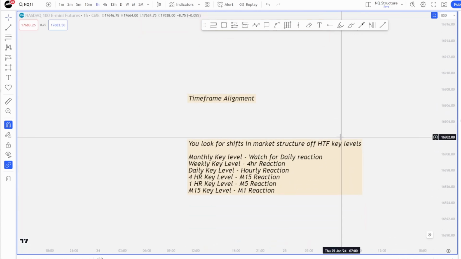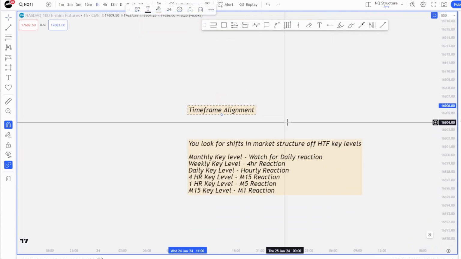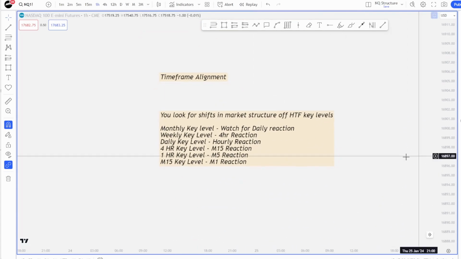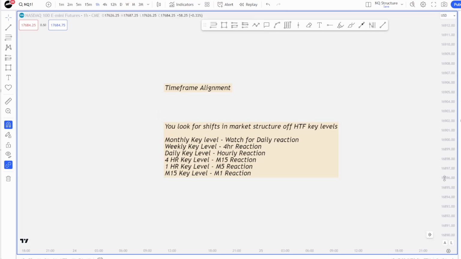Now I'm going to explain time frame alignment in regards to the external and internal range liquidity. When you're starting off and trying to generate your bias, whether weekly or daily, you want to look for market structure shifts off of higher time frame key levels. A higher time frame key level would be your external or your internal range liquidity.